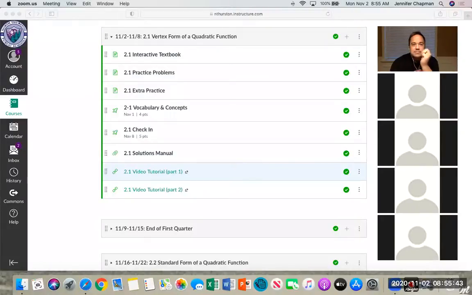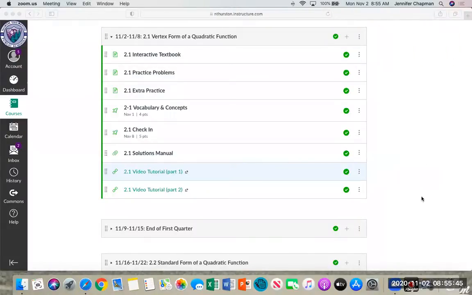So let me go ahead and start my screen share and show you what's on your plate for this week. For this week, 11.2 through 11.8, it's all about 2.1. Now we're finally into Unit 2. 2.1 is dealing with a bunch of things, but mainly quadratic functions, something like x squared plus 2x plus 7.